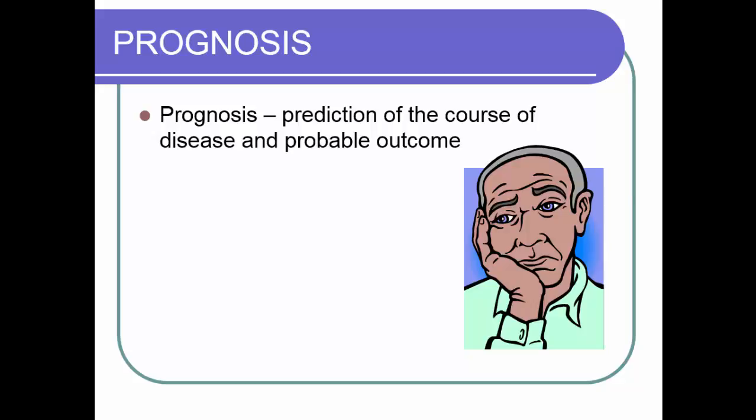So let's say that it's lung cancer. Lung cancer has a very poor survival rate. Most patients die within the first 2 years from their diagnosis. So that would be their prognosis.